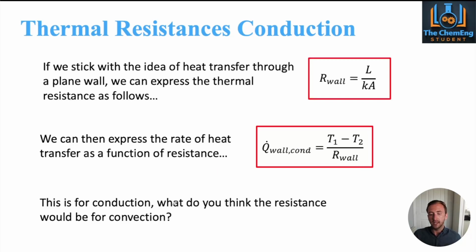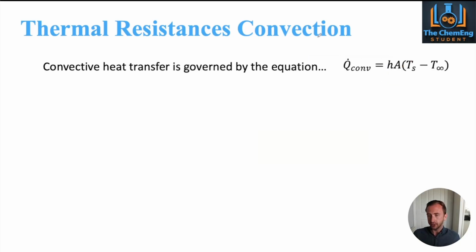Now, this is for conduction. What do you think the resistance would be for convection? Because in conduction, we deal with solid material, i.e. we have the length of the material and the cross-sectional area of the material. If we look at convection, we need to account for h, which is the heat transfer coefficient. We have the surface area, we have the surface temperature, and then we have the infinite temperature, that is, the temperature of the fluid.